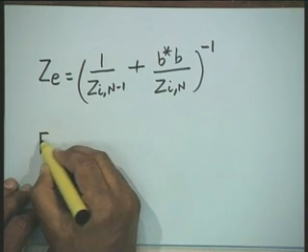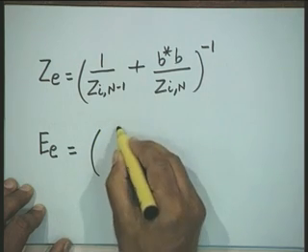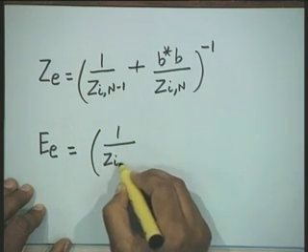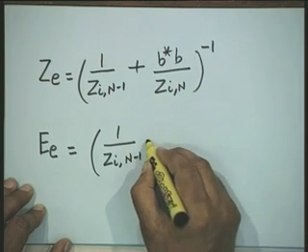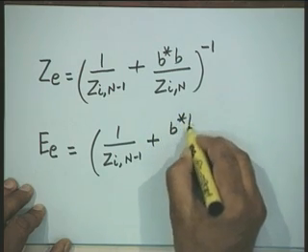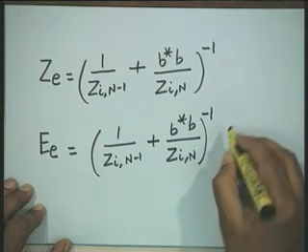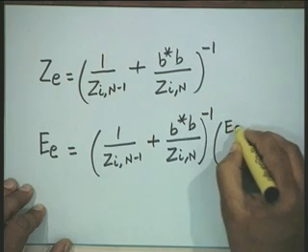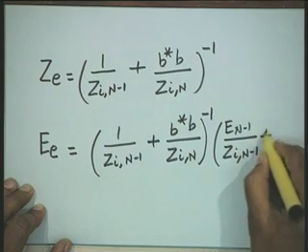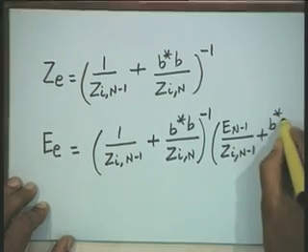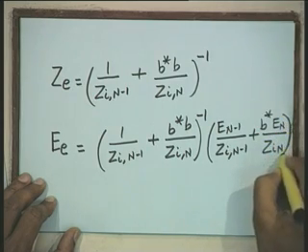And the equivalent internal voltage E E is identified as 1 upon Z I n minus 1 plus B star B divided by Z I n, inverse, multiplied by E n minus 1 divided by Z I n minus 1 plus B star E n divided by Z I n.